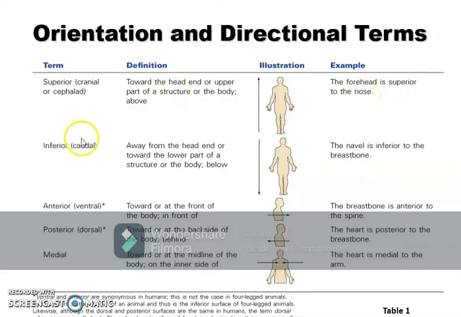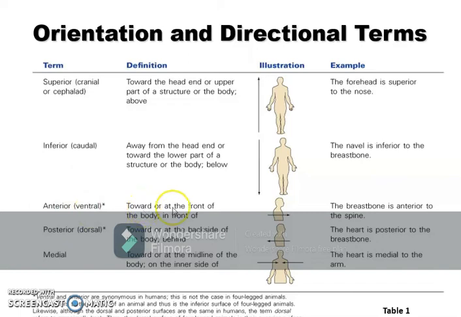The second one is the opposite of superior, which is inferior. Inferior means caudal, away from the head end or toward the lower part of the structure or the body. So inferior means below. For example, the navel is inferior to the breastbone, or the navel is below the breastbone.